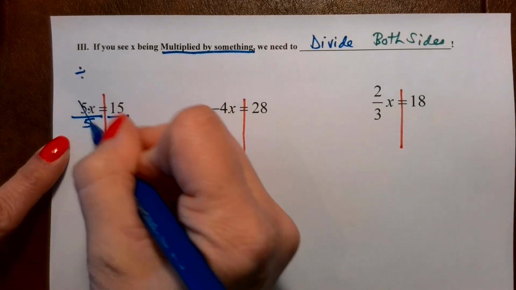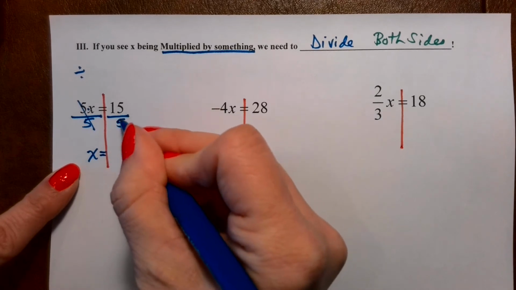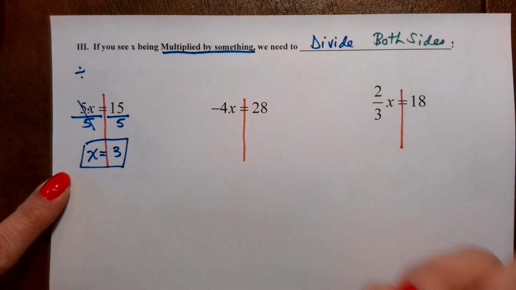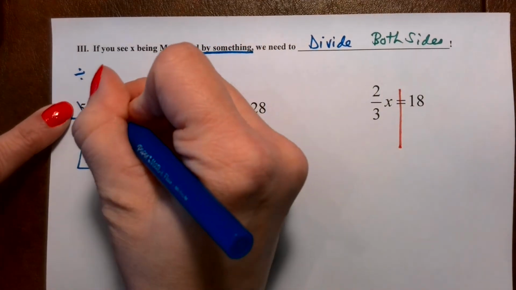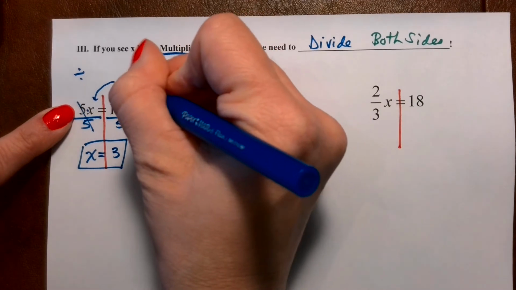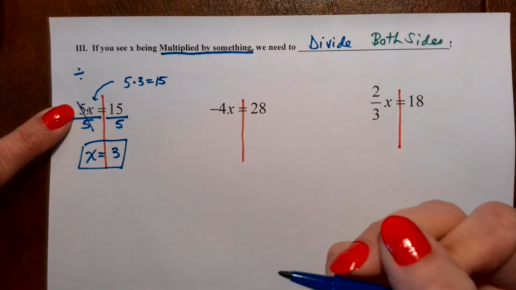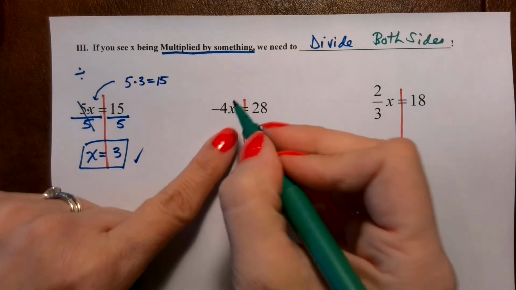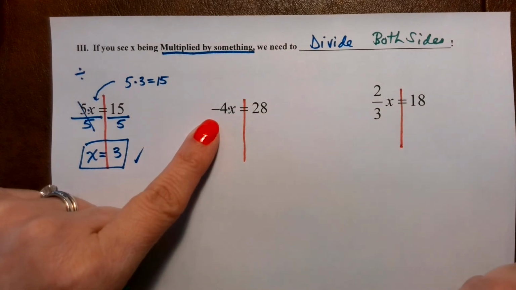5 divided by 5 cancels, and all we have left is x. 15 divided by 5 makes a 3. Is that true? I believe it is, but you can always check. If you put a 3 right there in the problem, does 5 times 3 make 15? It sure does. Number 2, x is not alone because it's getting multiplied by -4.